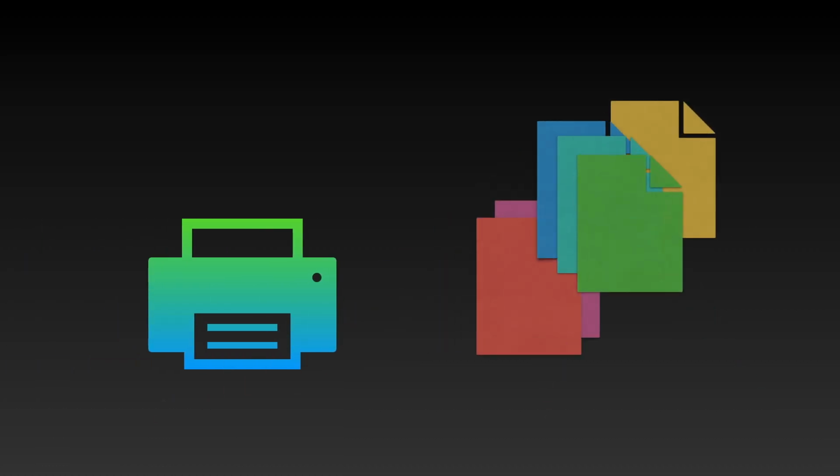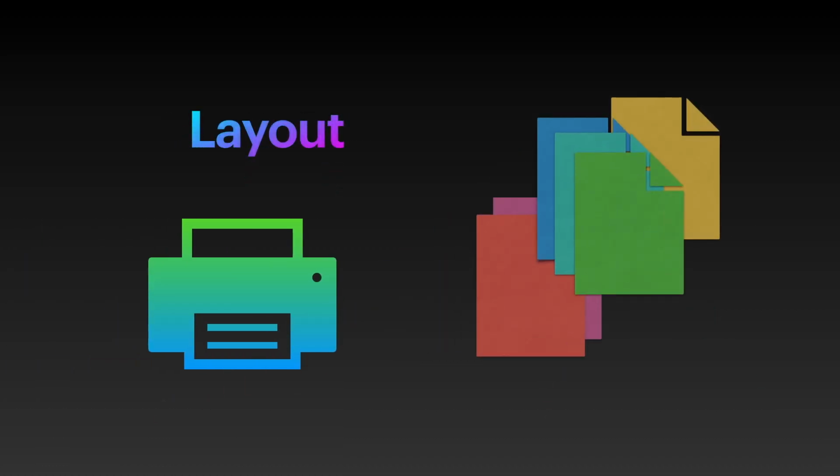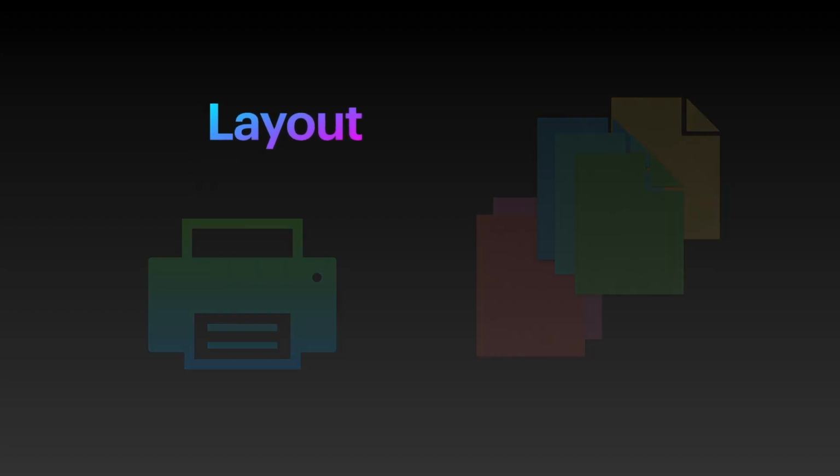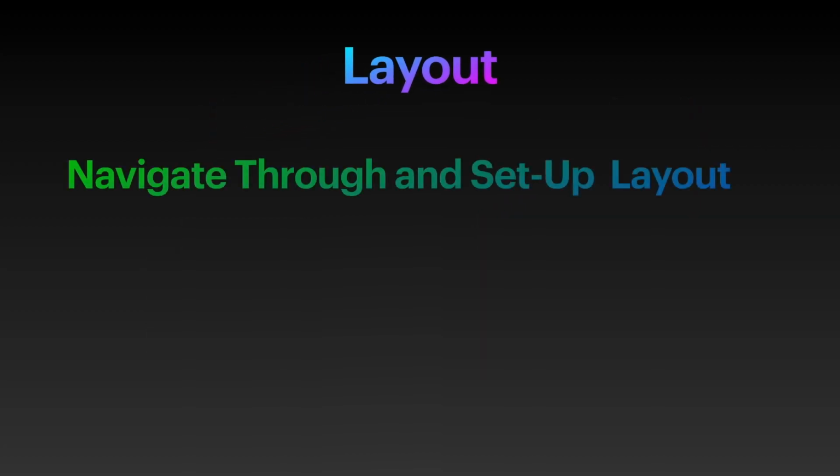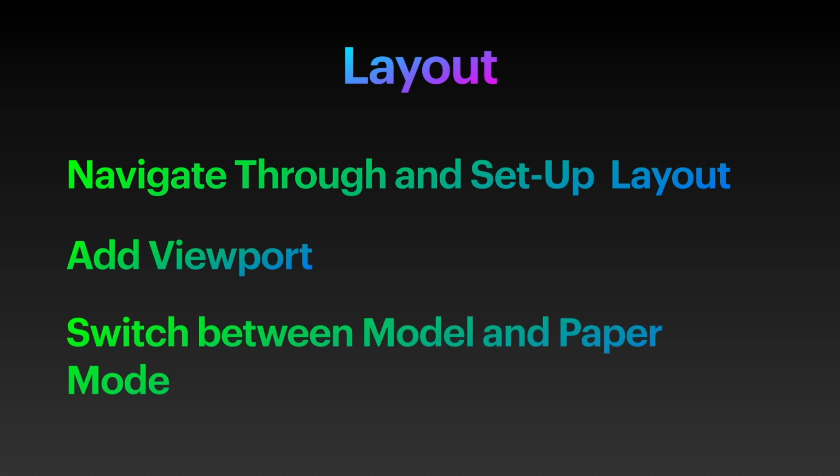Do you want to modify the appearance of your drawing before printing it onto paper? Here's how to do that in AutoCAD. In this video, we'll show you how to navigate through and set up the layout, add viewports, and switch between model and paper mode.